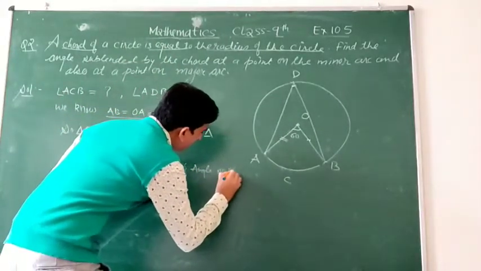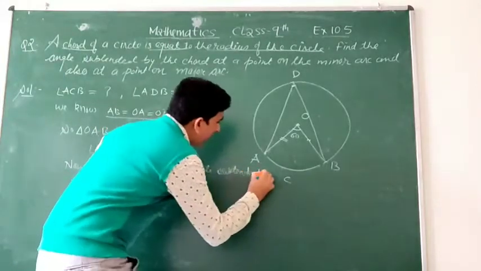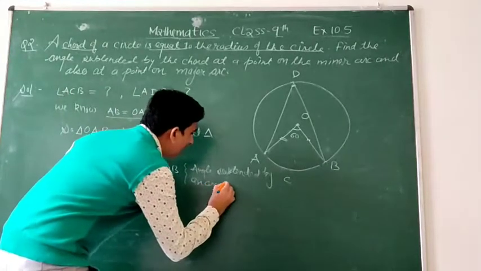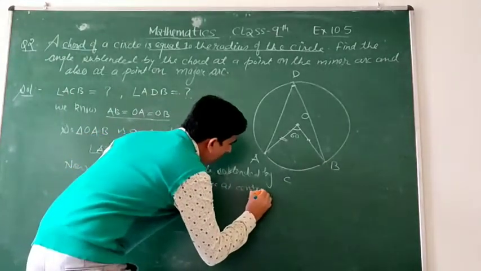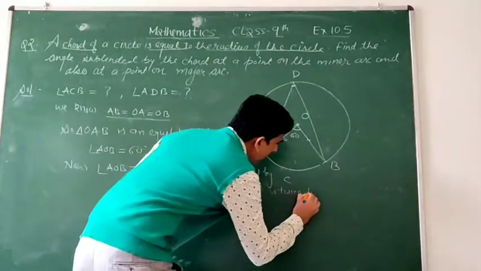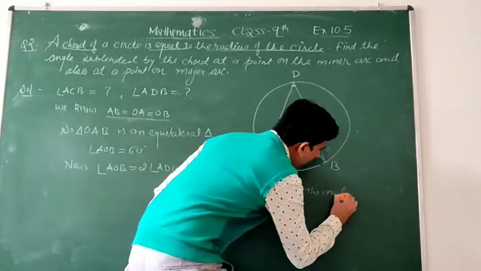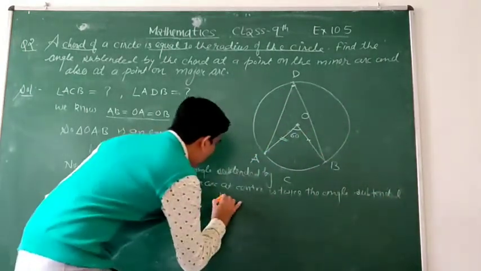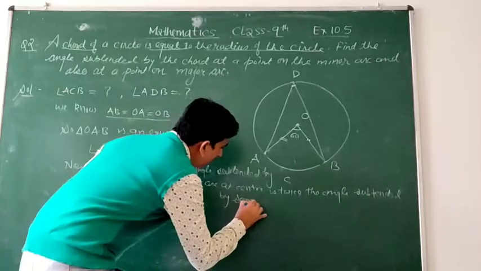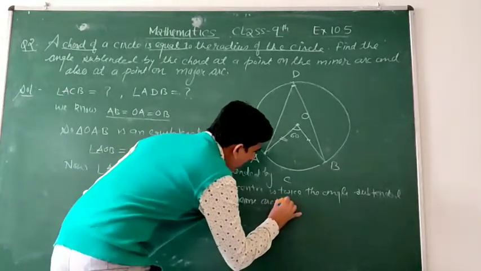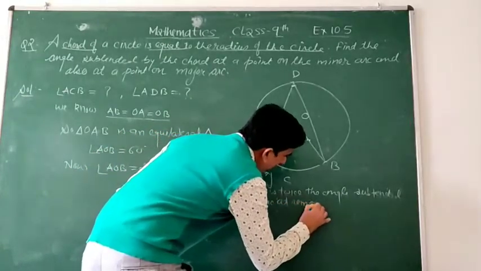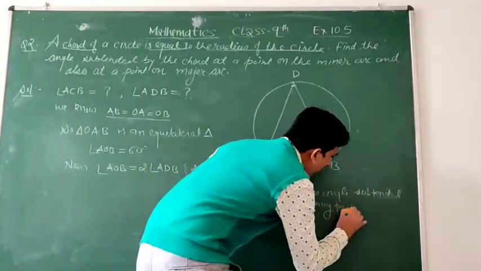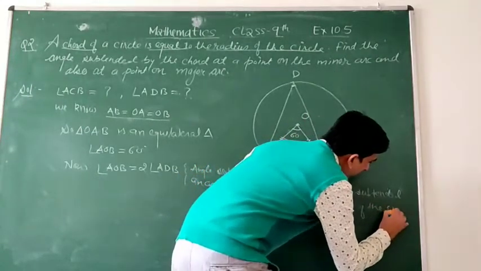Angle subtended by an arc at the center is twice the angle subtended by the same arc at the remaining part of the circle. This is theorem number 10.8.